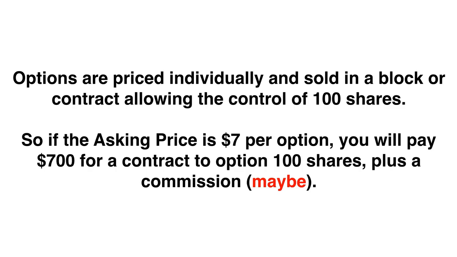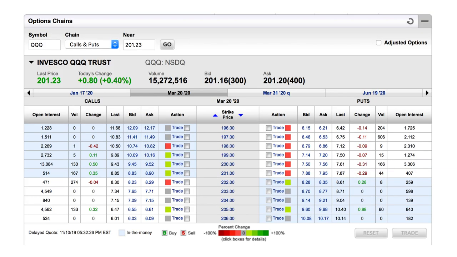Now, another thing you need to understand: options are priced individually and sold in a block or contract controlling 100 shares. So if the asking price is $7 per option, you'll pay 700 virtual dollars for a contract to option 100 shares, plus a commission, maybe, maybe not. So again, you'll see the prices. They're printed on the option chain sheets.